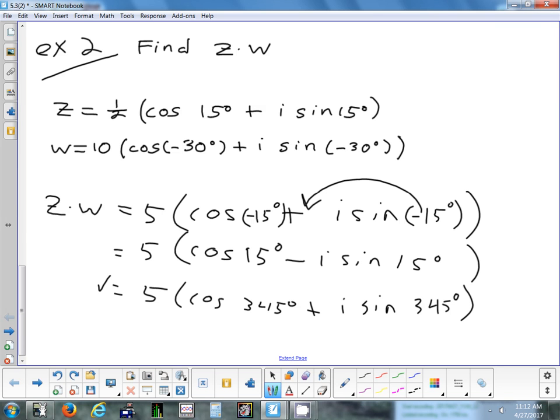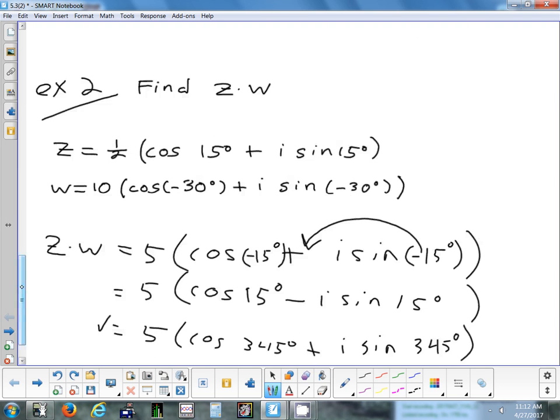Okay, so any questions? What happens if you have a negative angle? The two ways you could fix it if you have to. All right, if that comes up again, we'll try it. We'll fix it both ways. Okay, so any questions on multiplying those two?